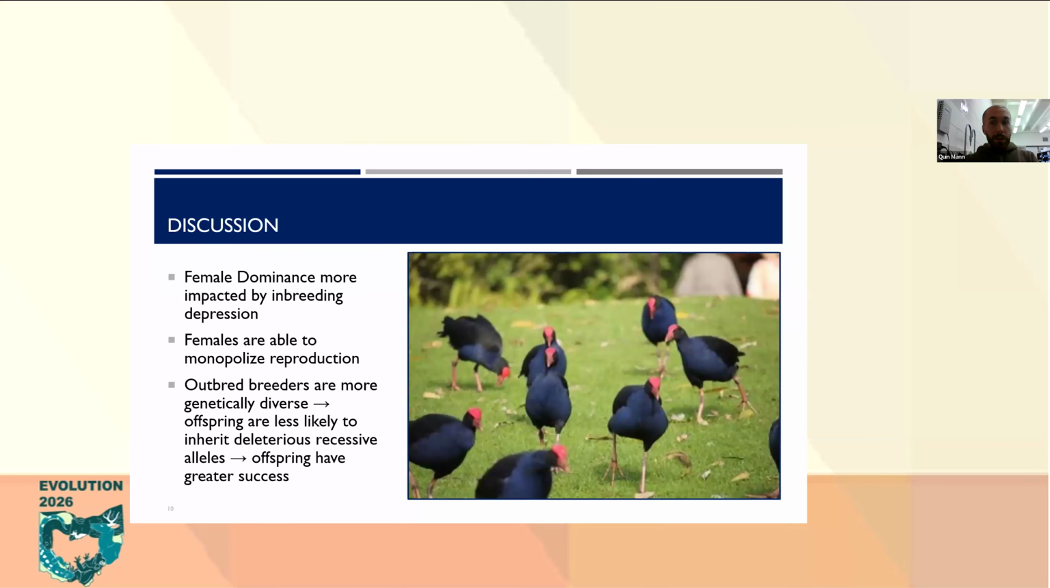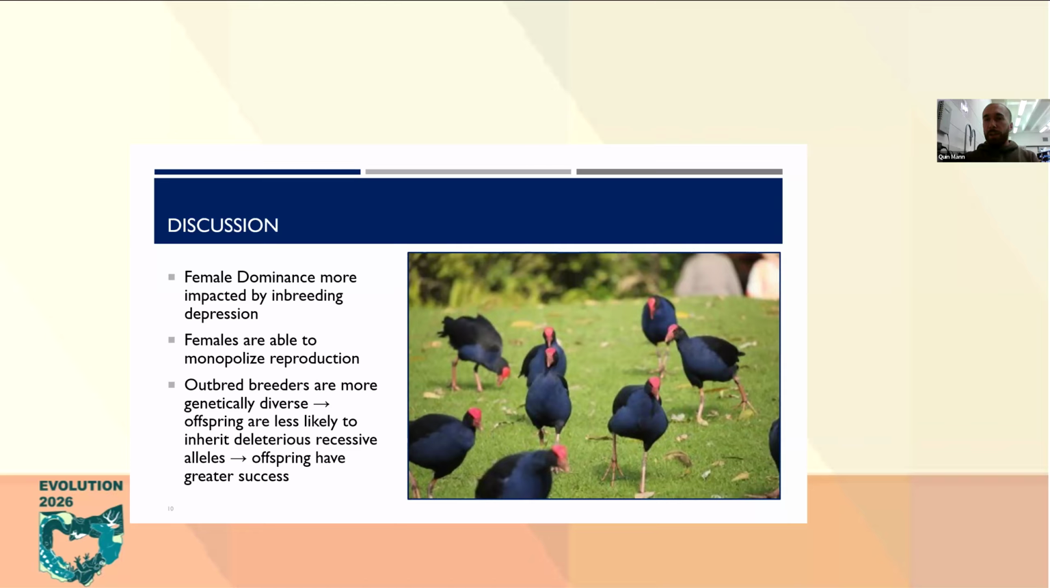So all in all, we saw that female dominance seems to be more impacted by inbreeding depression than in males. And looking back at the literature, this seems to make sense. In this species, part of their life history is that females are more able to monopolize reproduction. And so it makes more sense that inbreeding depression would impact this trait in females compared to males. In domestic chickens, it's also been seen that males that are more inbred have lower dominance compared to outbred males. And conversely, in chickens, one male is able to monopolize multiple females. We see the same sort of relationship there, even if the sexes are reversed, because the sex that is able to monopolize reproduction is the one that is more impacted by inbreeding depression.